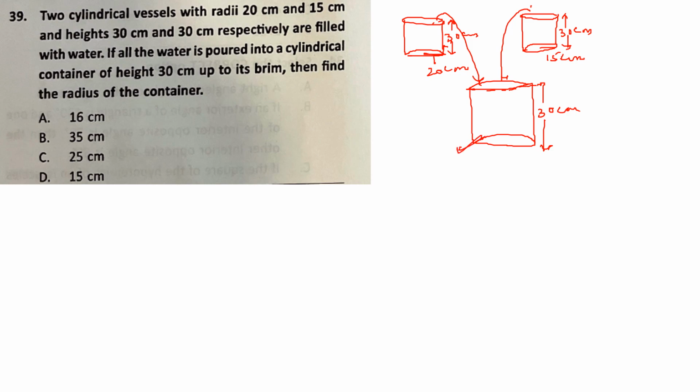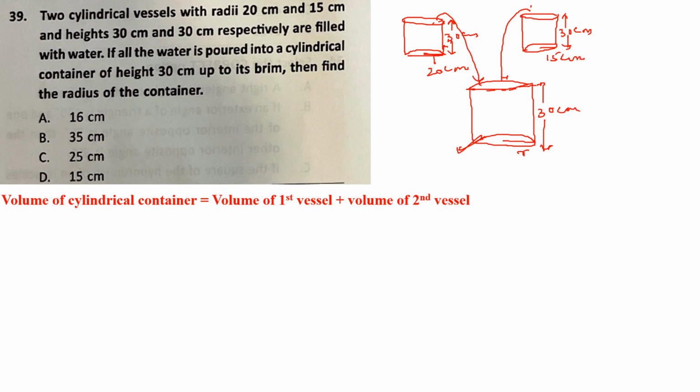So what I can write, the volume of the container will be equal to the volume of the first vessel plus the volume of the second vessel, right? So if I consider the radius of this as R3 and the radius of the first one as R1 and the second one as R2. So from here I can write volume will be pi times R3 square H plus pi times R1 square H plus pi times R2 square H.